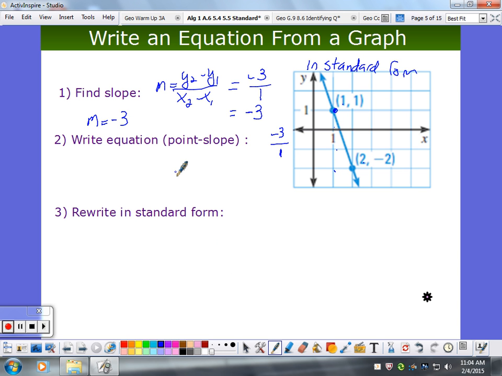Write an equation. Now, if I could tell where the y-intercept was, all I have to do is y equals mx plus b, right? I can't tell where it is. So what do I do? I can't tell where the y-intercept is. I wish I could. What do you think it is? I don't know. So, what can I do instead?